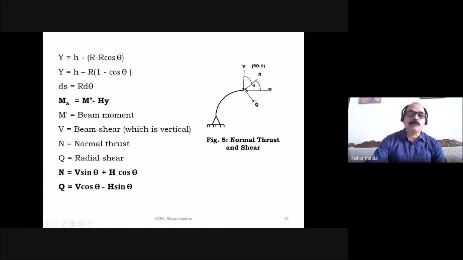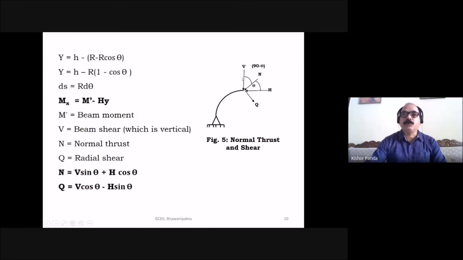Take these 4 forces, and resolve the forces V and H along the normal direction and along the radial shear direction. To find the normal thrust N, you have to take the components of these 2 forces: H component along this direction and V component along this direction. N is equal to H into cos theta plus V into cos of 90 minus theta. But you know cos of 90 minus theta is equal to sin theta. So N is equal to H cos theta plus V sin theta. So at any point, the normal thrust is equal to V sin theta plus H cos theta.